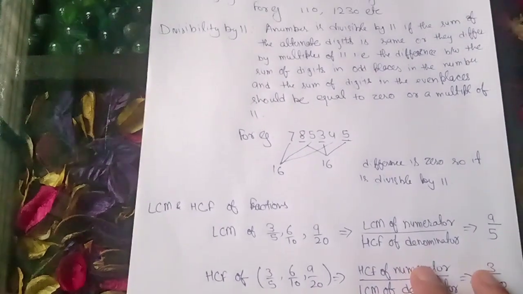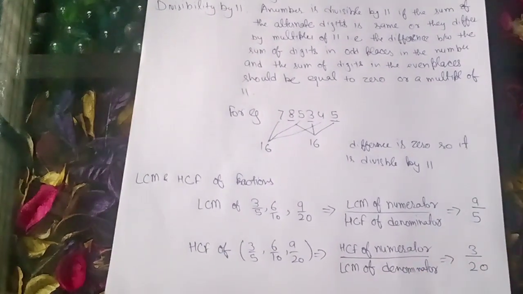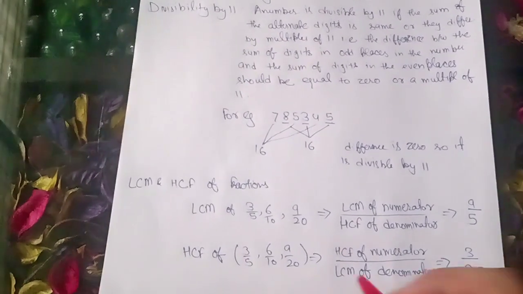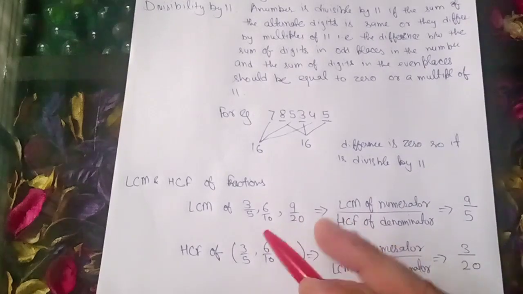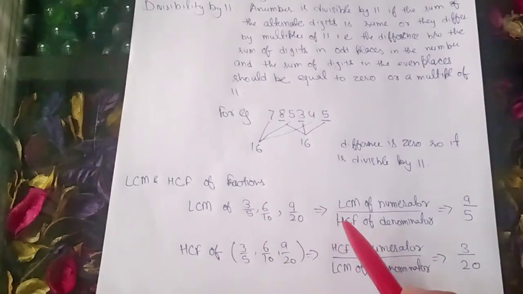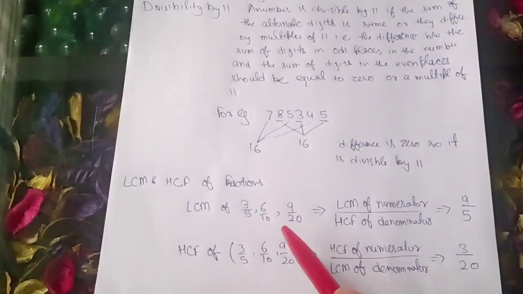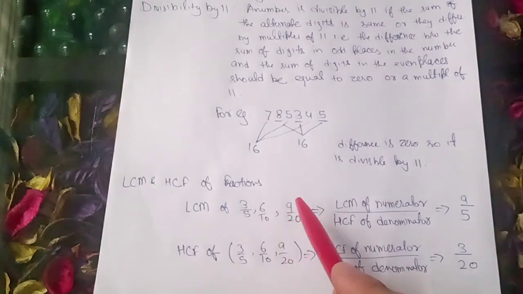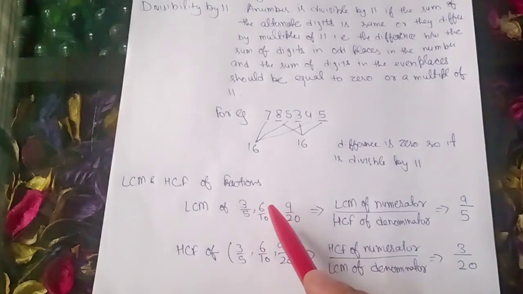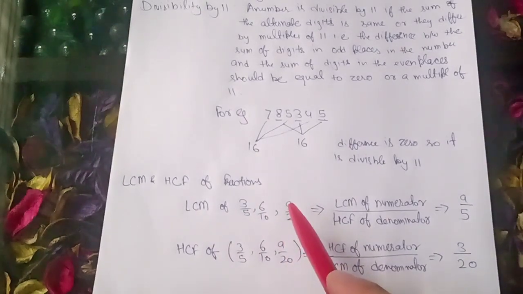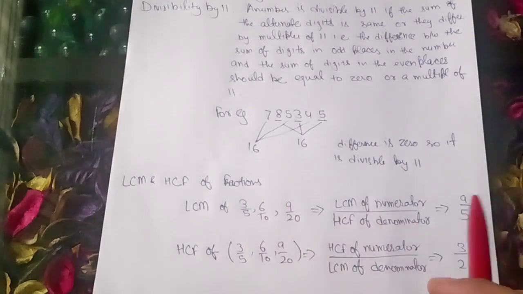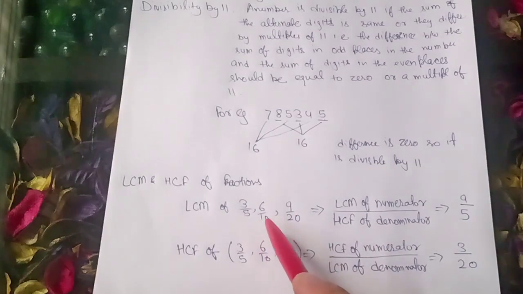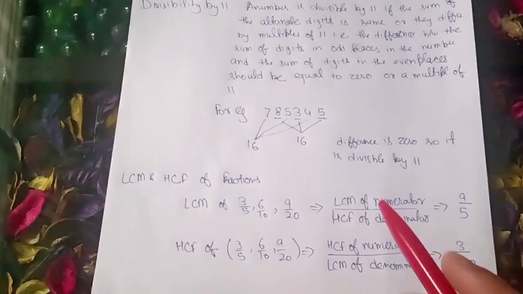So the LCM of fractions is generally asked in various competitive exams also. The LCM of 3 by 5, 6 by 10 and 9 by 20. The LCM of a fraction is given by the LCM of the numerators and the HCF of the denominators. LCM is lowest common multiple. This is 9. 9 is divisible by 3, 6 and 9. So the LCM of these will be 9, and the highest common factor of the denominators is 5. So the LCM will be 9 by 5.